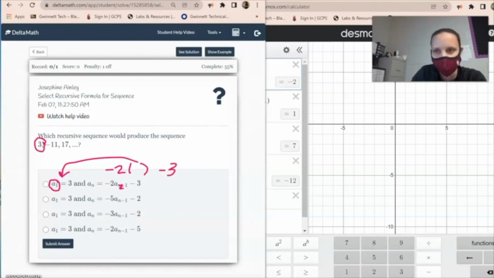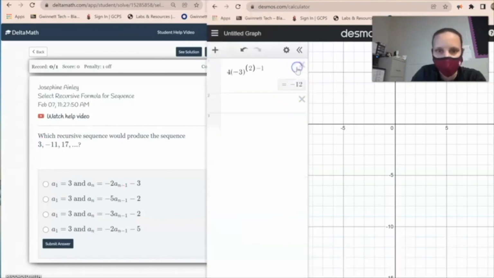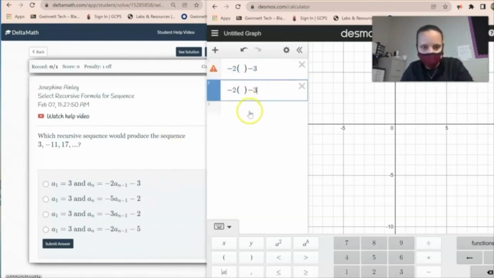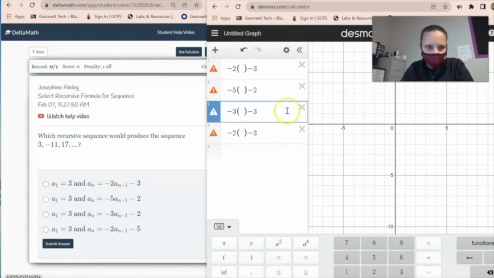That's the question. So I'll put that in the calculator. I have a -2, and I'll do the same thing for all of them. -2, and I'll leave this part blank because that's where my substitution goes, and then 3. I'll just go 4 times and then change it. The second one is -5 and then -2. The third one is -3, -2. And the last one is -2 minus 5.